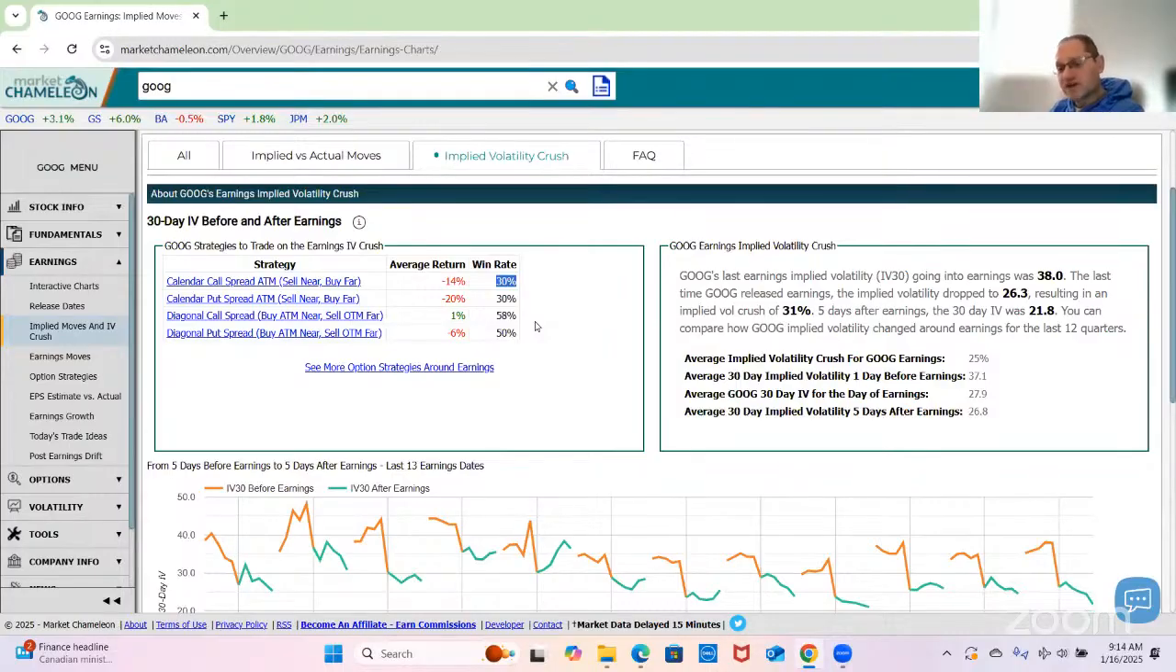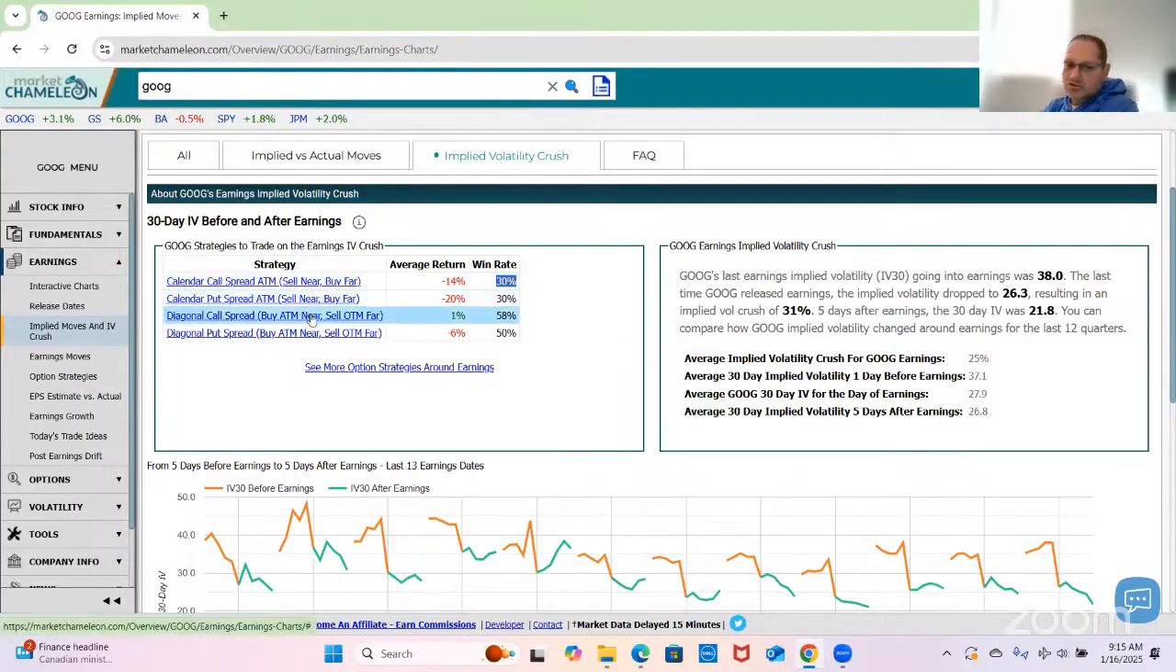So even though their implied vols are different, the vega of the options are also different. Their sensitivities to an implied volatility change are different, and you have to consider that. So here we could see that selling near, buying far, on average, was a loser over our observations and only had a 30% success rate. Same thing in the put spread.